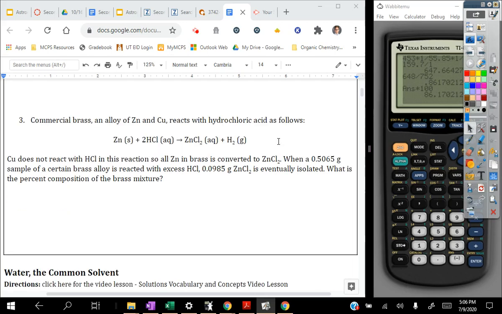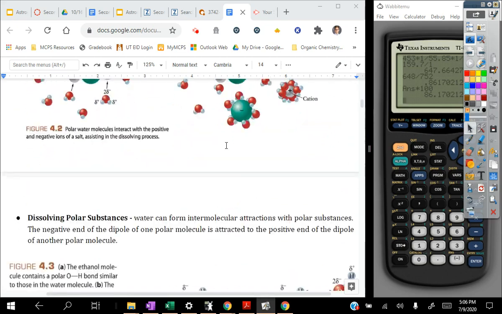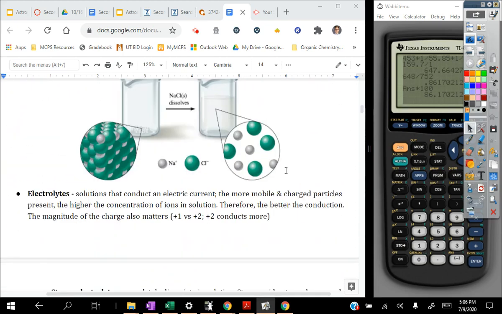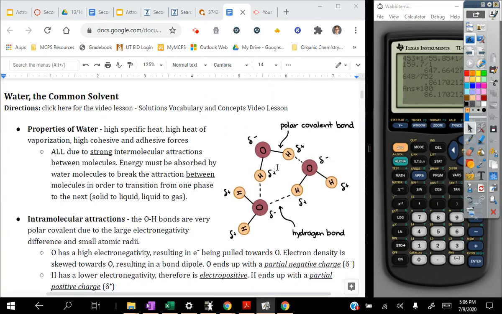Okay, welcome back. Moving on to water, the common solvent. So I think for the remainder of this video, we probably will not get to any calculations, and that's okay. We'll just talk about the vocabulary and learn a lot about water. Water is arguably the most important molecule in all of chemistry, and we need to know the ins and outs of it before we can start talking about solutions, which are primarily composed of some solute and water.